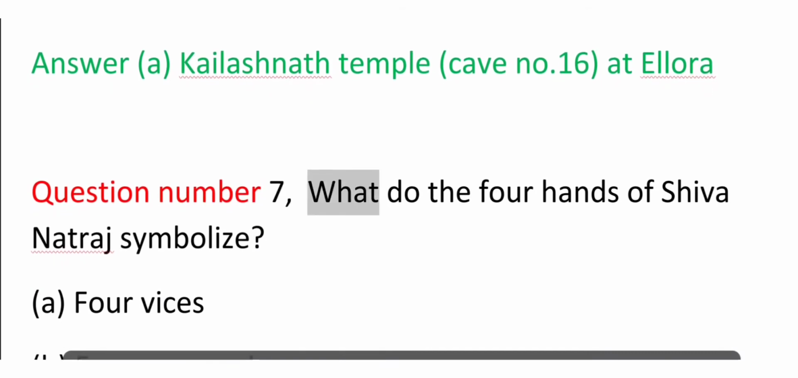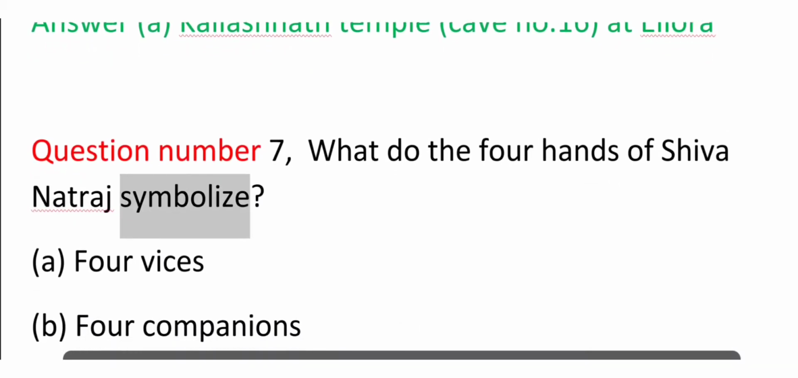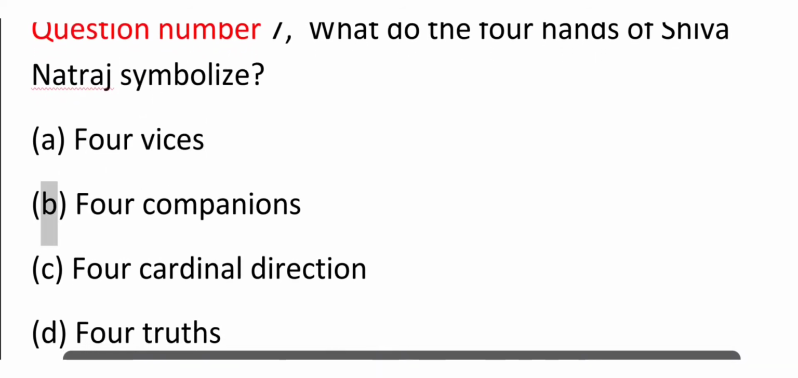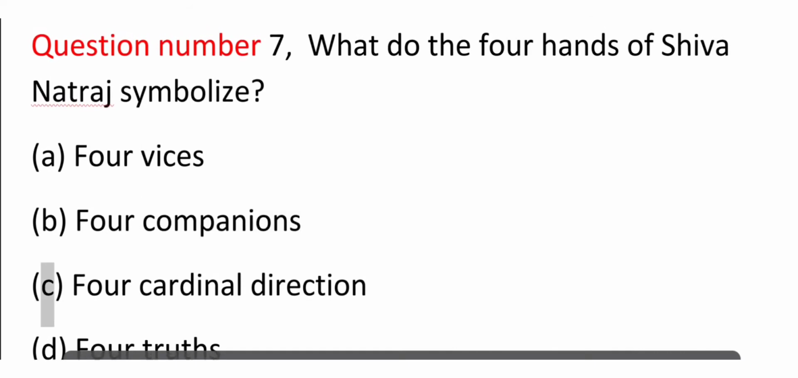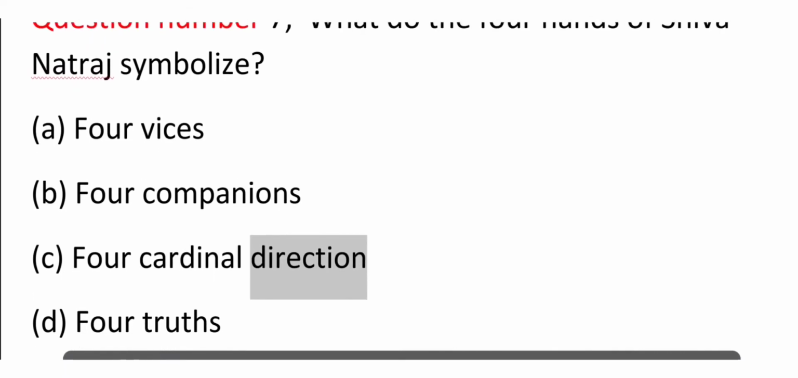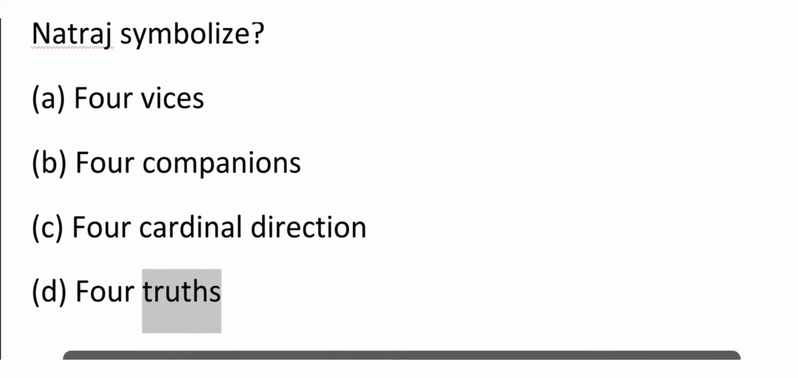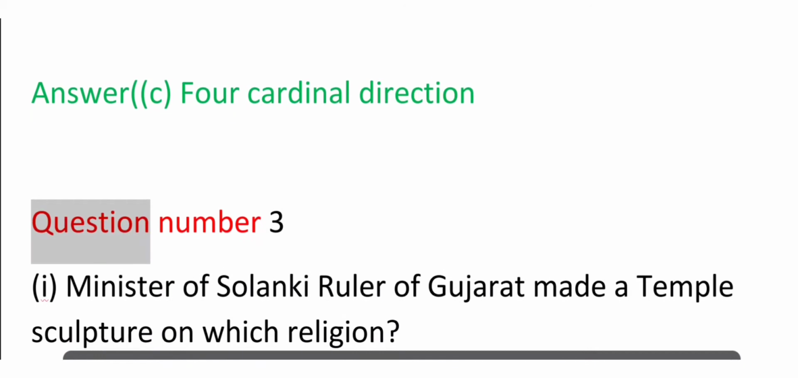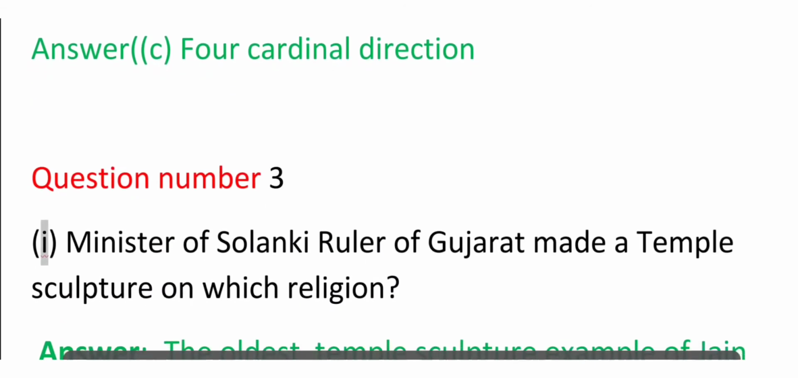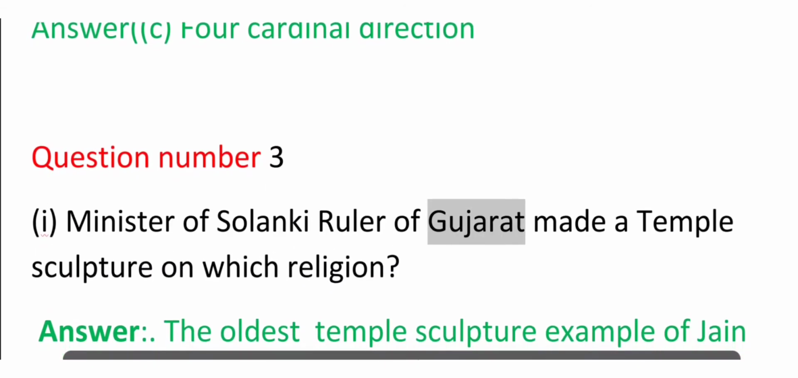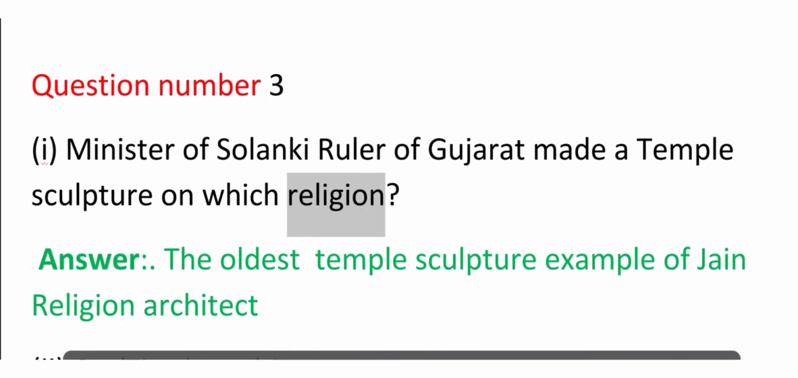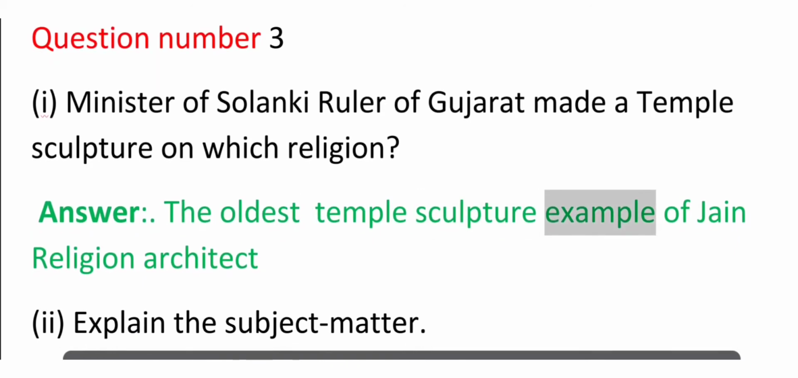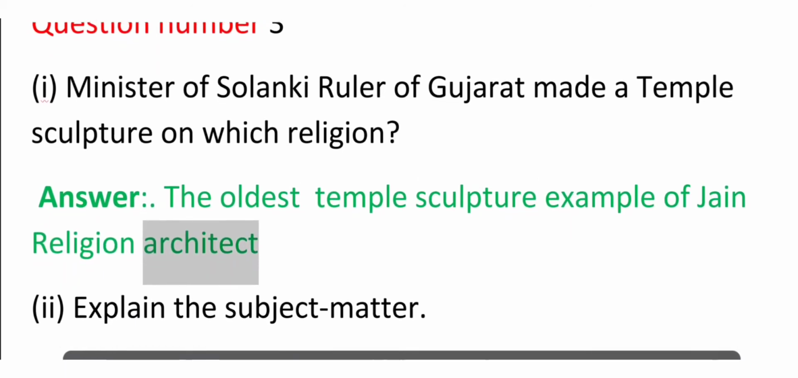Question number 7. What do the 4 hands of Shiva Nataraj symbolize? A. 4 vices. B. 4 companions. C. 4 cardinal directions. D. 4 truths. Answer C. 4 cardinal directions. Question number 3. The minister of the Solanki ruler of Gujarat made a temple sculpture of which religion? Answer. The oldest temple sculpture example of the Jain religion.